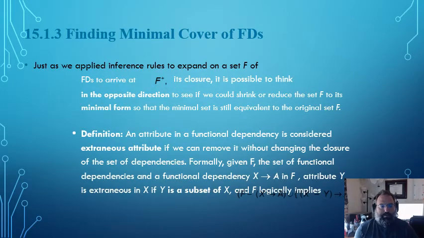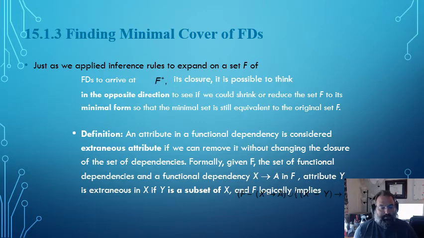Finding minimal cover of functional dependencies. Just as we applied inference rules to expand on a set of FDs to arrive at F closure, it is possible to think in the opposite direction to see if we can shrink or reduce the set F to its minimal form so that the minimal set is still equivalent to the original set F. Definition: an attribute in a functional dependency is considered an extraneous attribute if we can remove it without changing the closure of the set of dependencies.